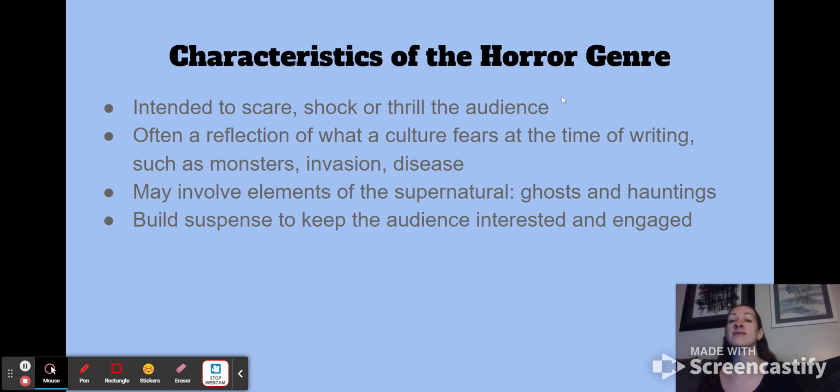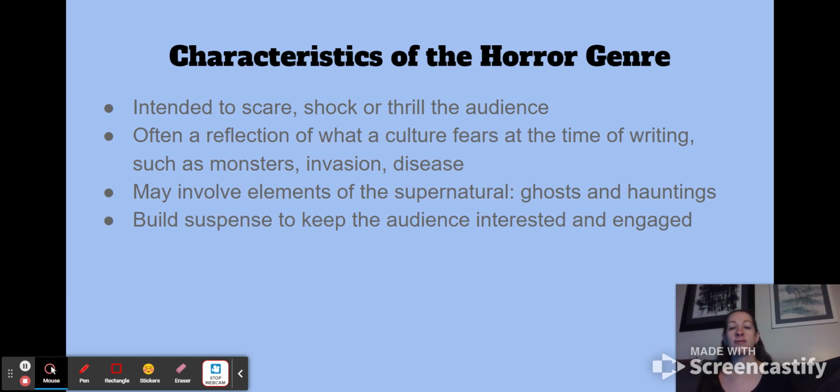All right. Great. So now that we've had a chance to brainstorm and think about these things by ourselves, here are some unique characteristics of the horror genre. So with a horror genre, the author's or director's purpose is to scare, shock, or thrill the audience. So that's the purpose. And oftentimes the horror genre is a story that's reflecting what a culture or society fears at the time that it was written. So things like monsters, invasion, disease. Oftentimes what's happening in the wider world is influencing what a writer or director is talking about in their particular story. It may involve elements of the supernatural, like ghosts and hauntings. I say it may, but not always.